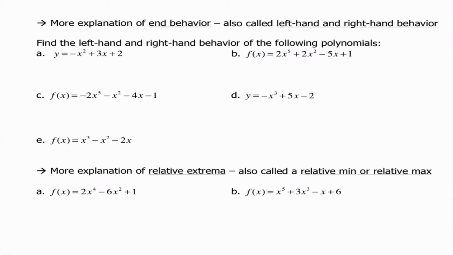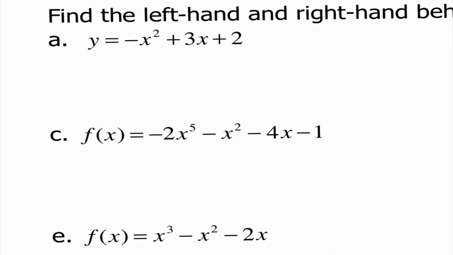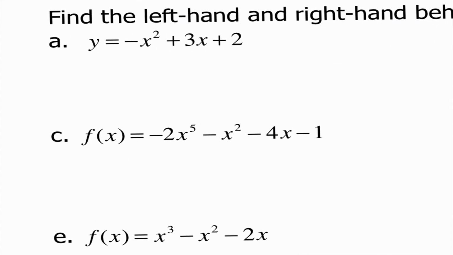So today you're definitely going to have to figure out end behavior. Sometimes we call it left hand and right hand behavior. So it says find the left hand and right hand behavior of the following polynomials. If we look at A there, let me zoom in here. Just a reminder, all we care about is this leading coefficient.